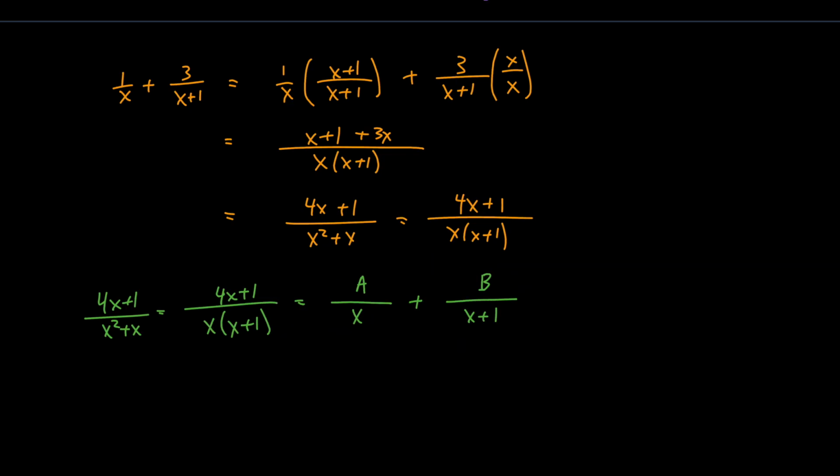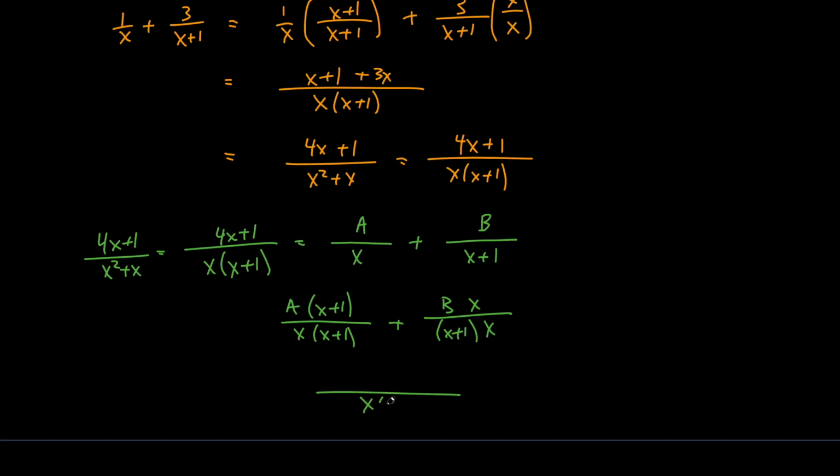So here's what I'm going to do. I'm going to take a over x, and multiply by x plus 1 over x plus 1 to get a common denominator. So I'll take a times x plus 1, and that's x plus 1. There's my common denominator. Then I'm going to take b over x plus 1, and multiply it by x over x. Okay. Now, this creates the common denominator, x times x plus 1. And my numerator is a times x plus 1 plus b times x.